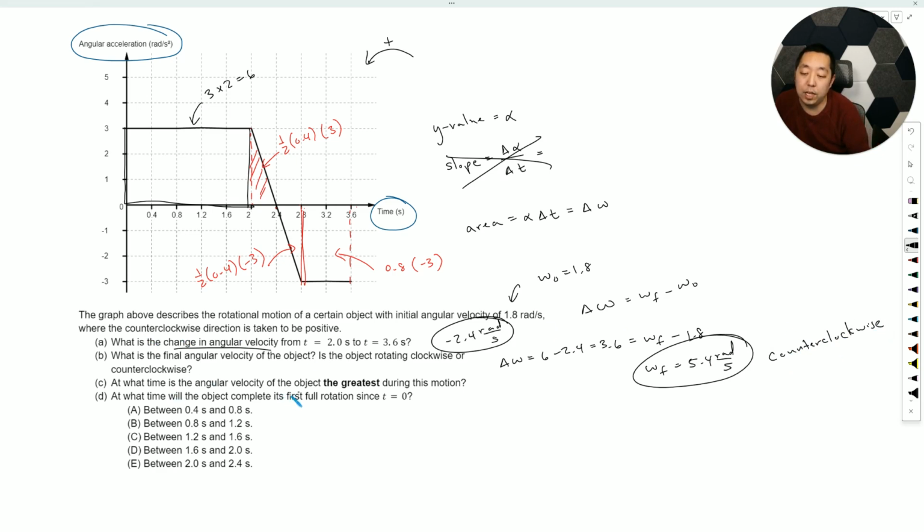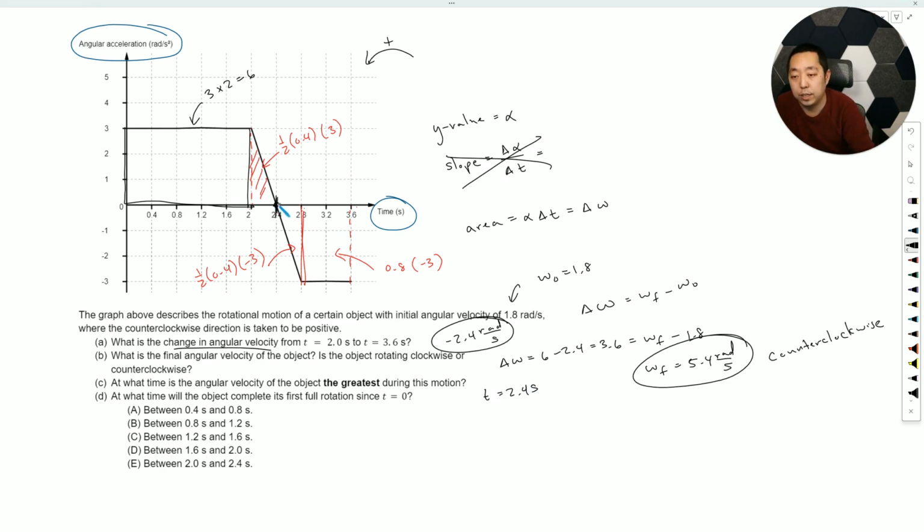What time is the angular velocity of the object the greatest during the motion? This is actually a little bit tricky, but we want to think about it as like it's starting off positive. What area is going to cause it to speed up is when we have more positive area. So the greatest is actually going to be right at 2.4 seconds because all of this area is positive. We're going to increase the angular speed. It's only when we get to this region down here that we begin to have negative area that's going to take away from that angular velocity, right? So that's why this is going to be 2.4 seconds.